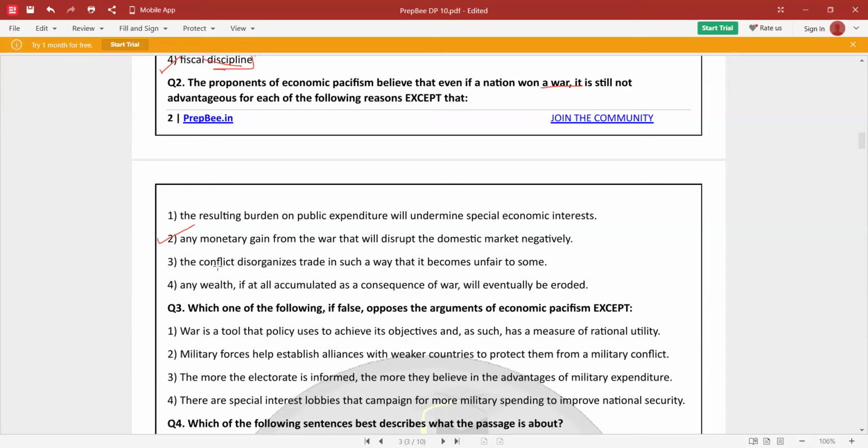This is given. The conflict disorganizes trade in a way that it becomes unfair to some. Obviously, the whole trade gets disorganized. Any wealth, if at all accumulated as a consequence of a war, will eventually be eroded, because the whole disruption will come in, so this also can be inferred. Now, resulting burden on public expenditure, there is no mention that public expenditure is happening, capex is happening. That is not given, and hence this is your answer. One is your answer.